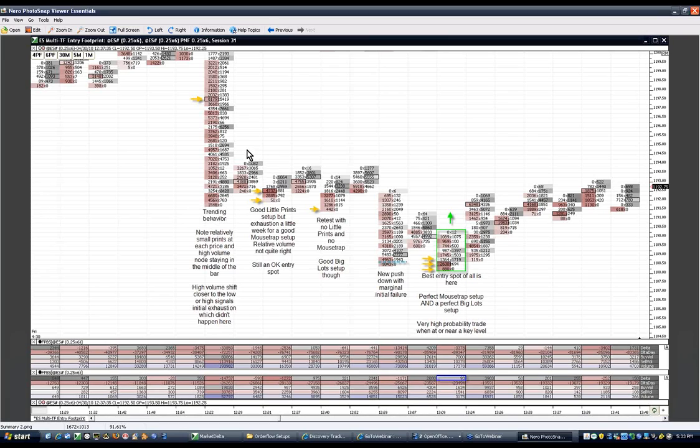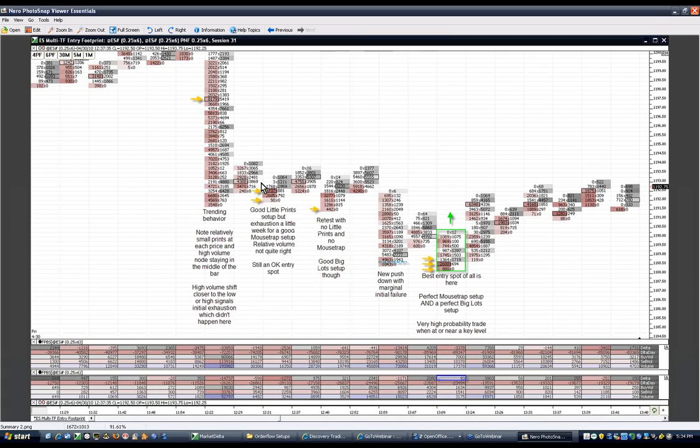We rotate back up, and then we rotate down. So here you got a good little print setup because the relativity is great. You got 50 on the bid instead of 240 and 1,500, right? So that's a nice failure test that could potentially give you a little print trade.